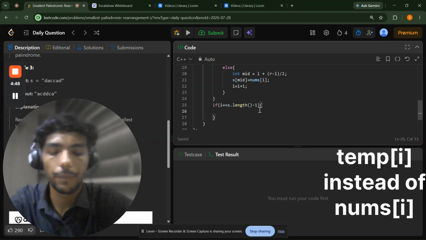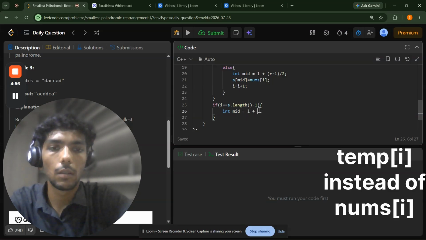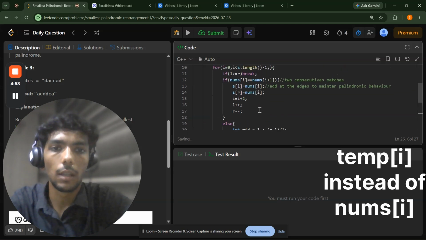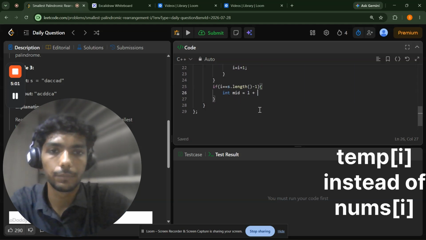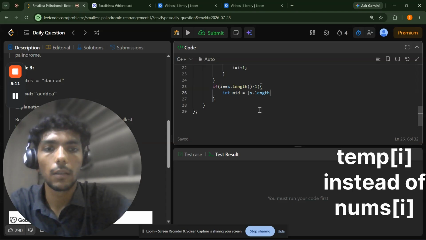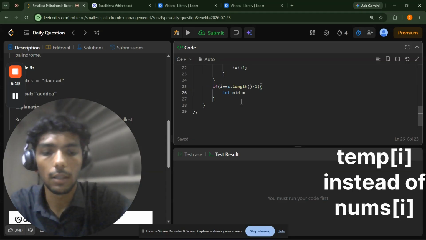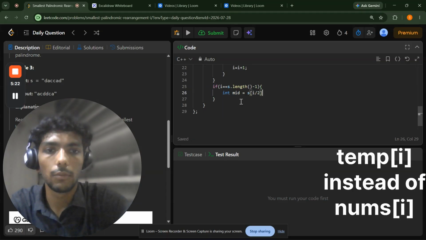L and R. Let's do it simple one. It would be by 2 only, right? If its length was 7, it would be 6. So yeah, S of I by 2. Sorry, I by 2.